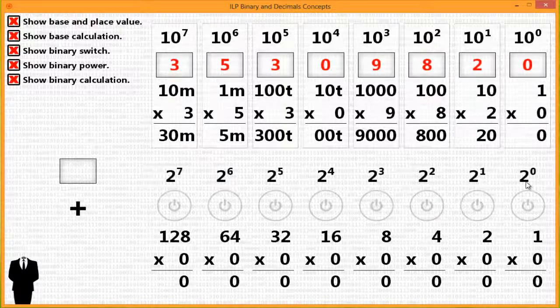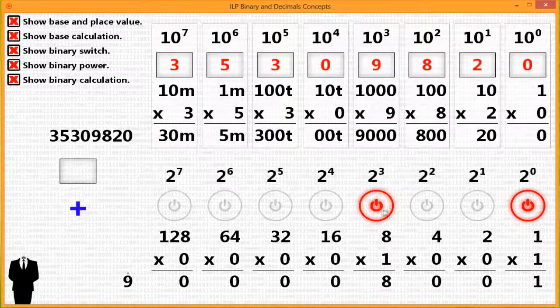So if I was to go to 2 to the 0 power and turn the switch on, that means I would have the number 1. And if I was to go to the 2 to the 3rd power and turn the switch on at that place, that means I would have 8. In total, I then would have 9. And if I was to turn the switch on at 2 to the 6th power, which represents 64, then you add it: 64 plus 8 plus 1 would be 73.